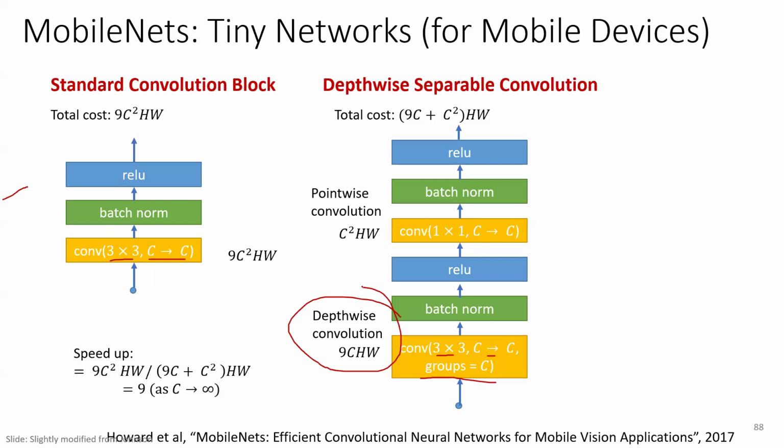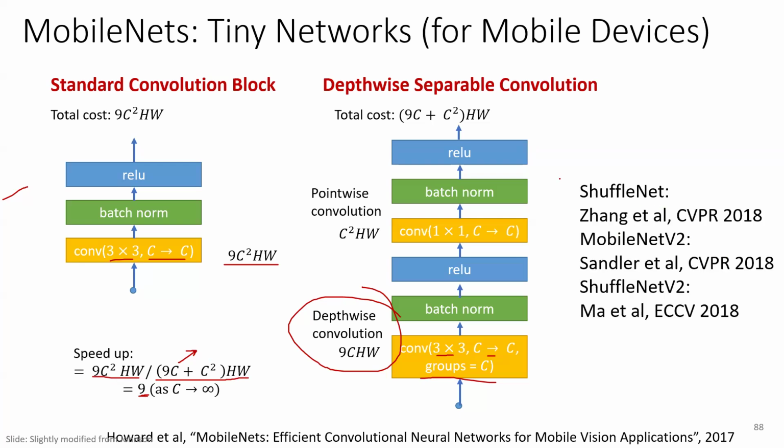Yeah, there's a speedup. So you can see here 9C squared HW is the amount of computation. Here you can compute. I will not explain that too much. You can use the formula and find out 9C times C squared HW. As C goes to infinity, this becomes just 9. So computations become really advantageous when you have a large number of groups. So then they had the ShuffleNet. They used simple kinds of ideas: MobileNet V2, ShuffleNet V2, and so on.